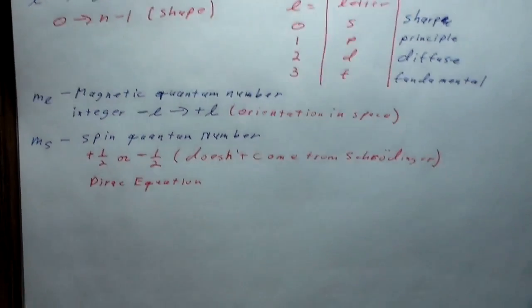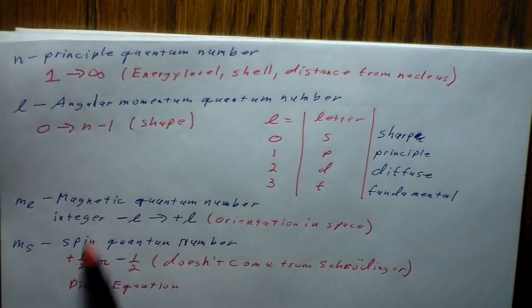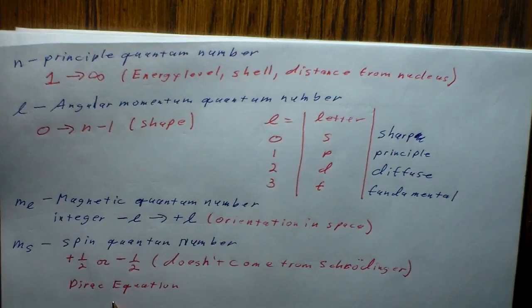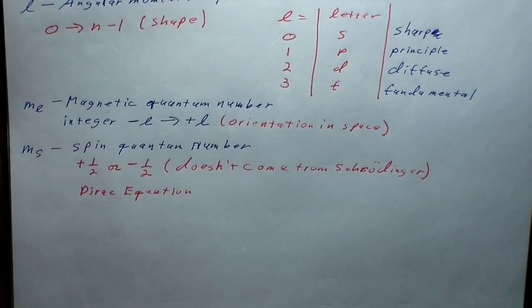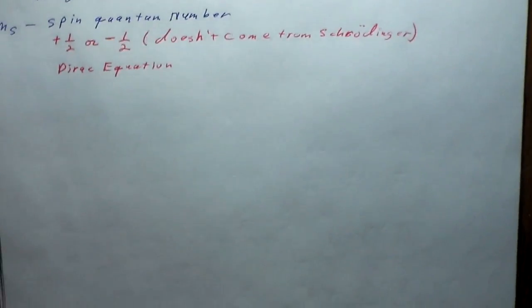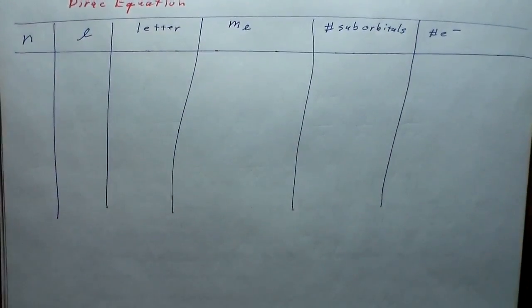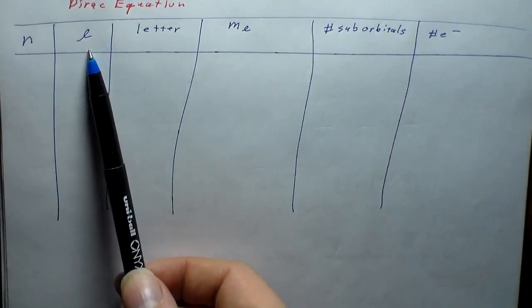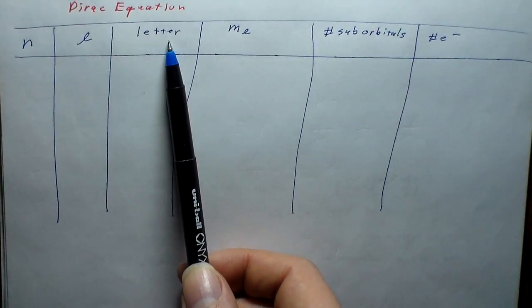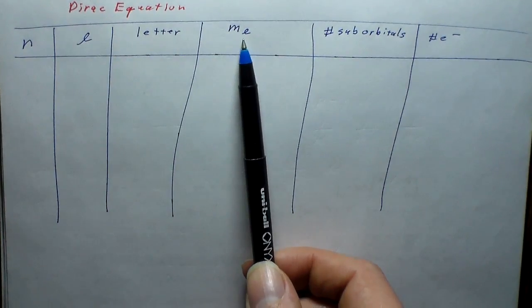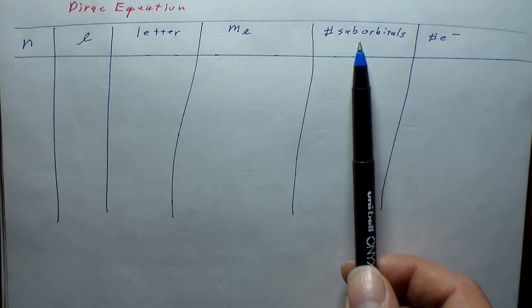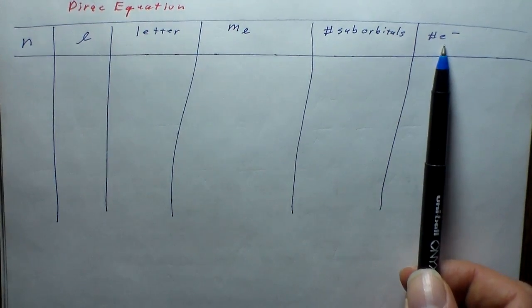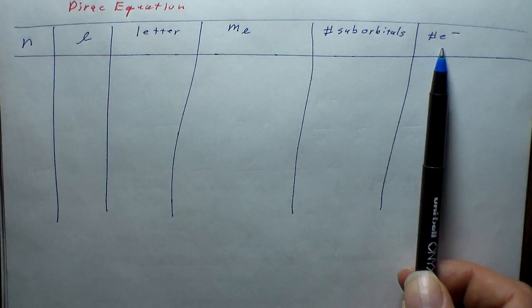Now, as for how these things actually arrange themselves, we'll go through and make up a nice little table here, which will hopefully explain these. It's really not that hard, but it just takes a little bit of practice to see. So here we're going to have our principal quantum number, our angular momentum quantum number, the letter that we're going to have for that, the magnetic quantum number, the number of suborbitals that we have, and the number of electrons that we can hold in the entire thing.